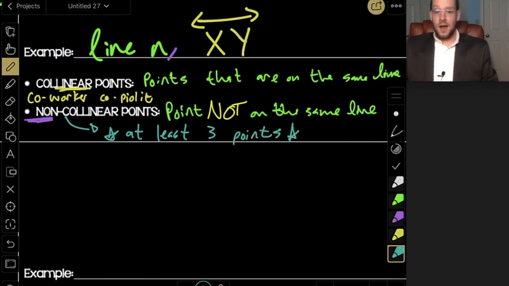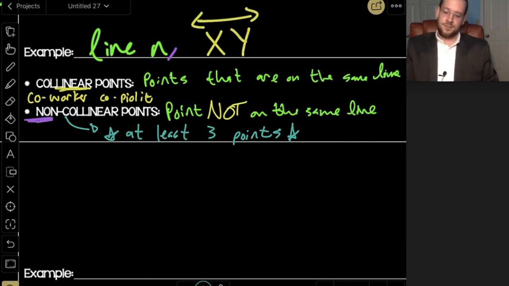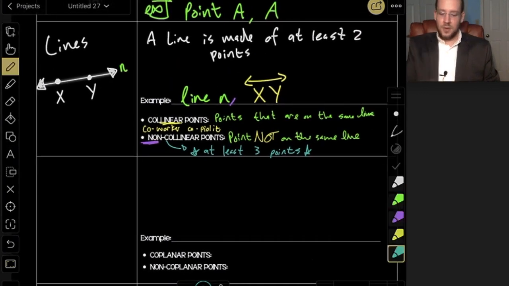And that is because two points make a line. So for there to be a non-collinear point, there has to be at least one more point, and thus there needs to be two points on the line plus another point. 2 plus 1 is 3. 3 points.